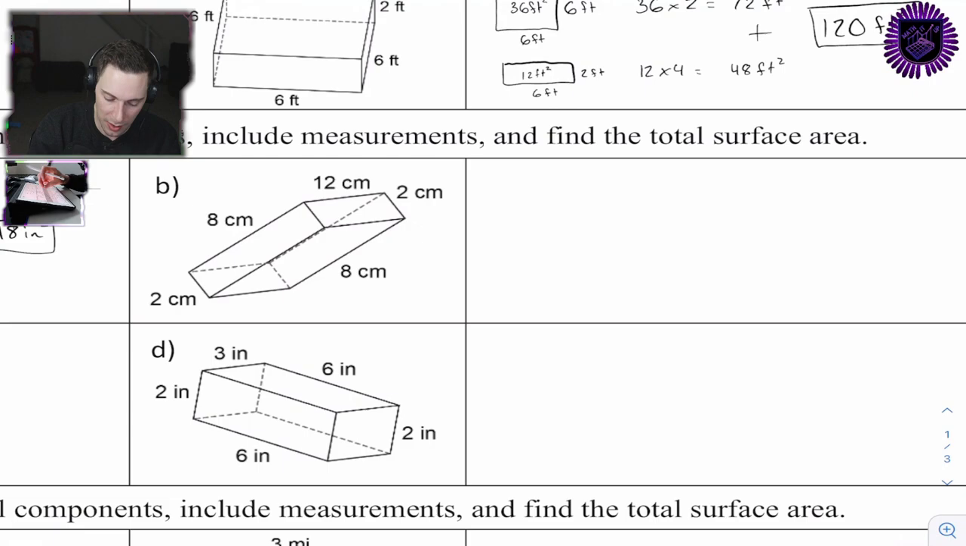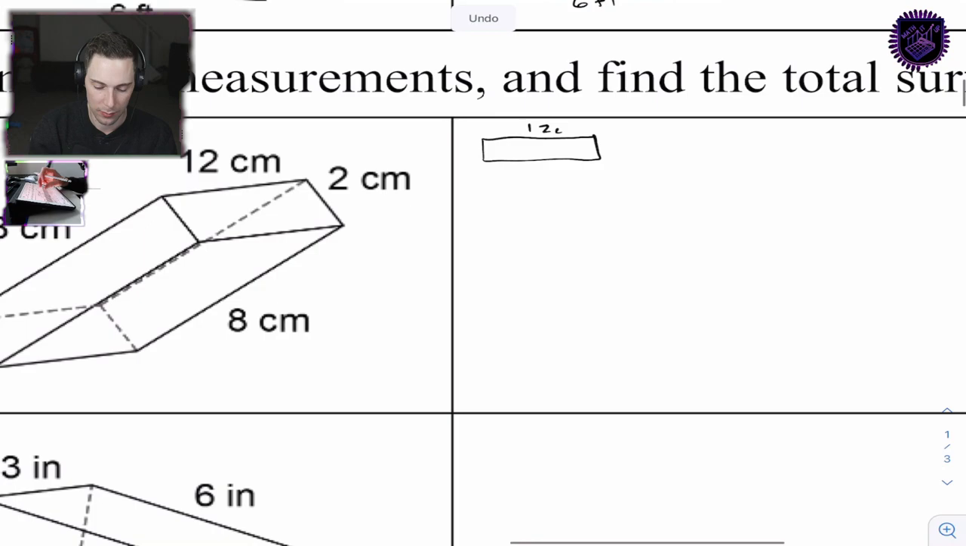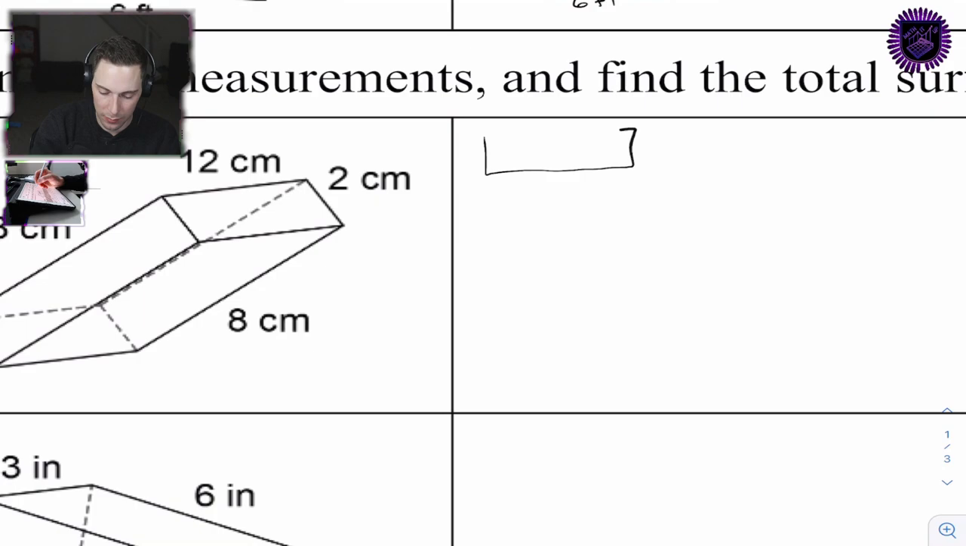We have long and thin. We have 12 centimeters by 2 centimeters. I'm going to just make that whole thing a little bigger because I have some space. 2 cm, 12 cm, 24 centimeters squared. Then we have 8 by 12.